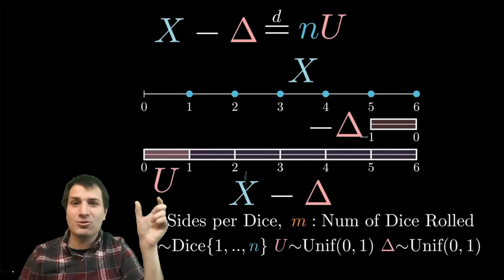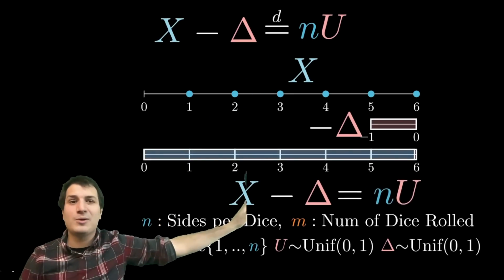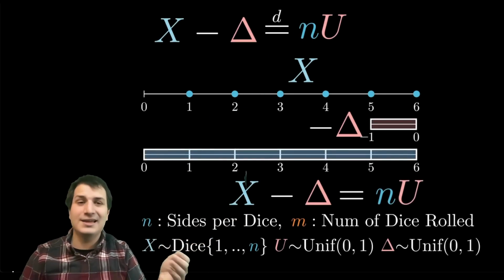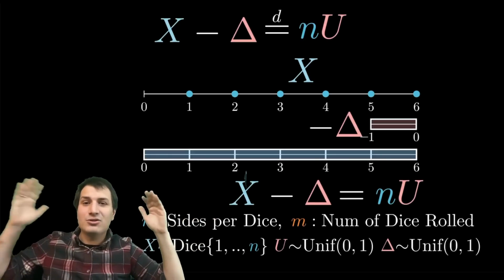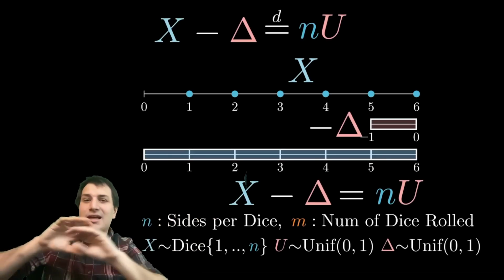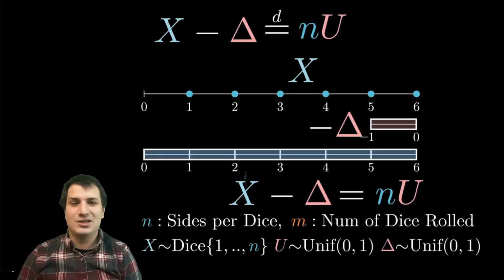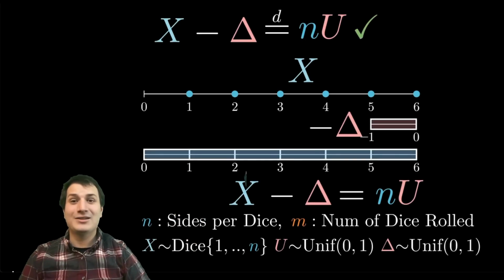U was between 0 and 1, n times u was equally spread out between everything. X minus delta is exactly the same thing as n times u. They're both spreading out the region 0 to n equally likely. This is called a uniform random variable, or a continuous uniform random variable. Okay, so this proves what we wanted.